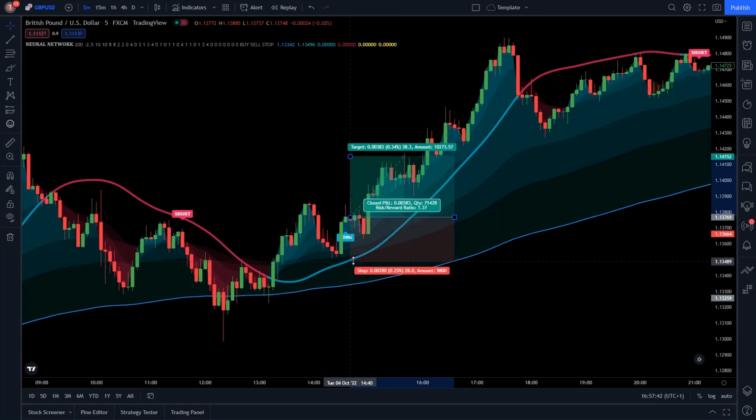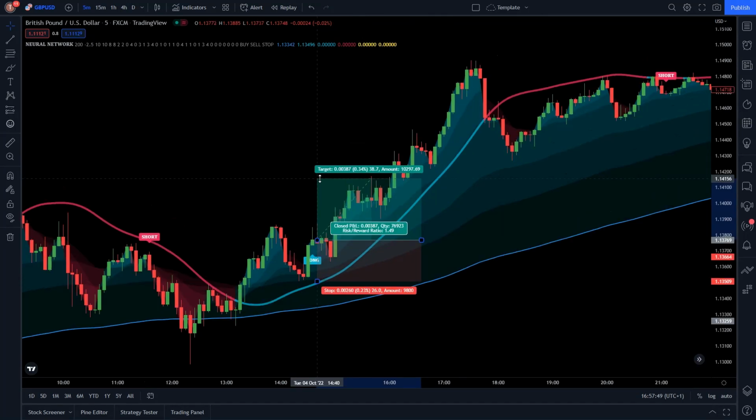Put our stop loss to the recent swing low. And then as always we'll be targeting 1.5 times the risk. You can try targeting 2 times the risk if you like, but for this strategy I'll be backtesting 1.5.